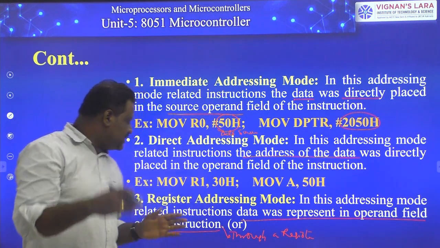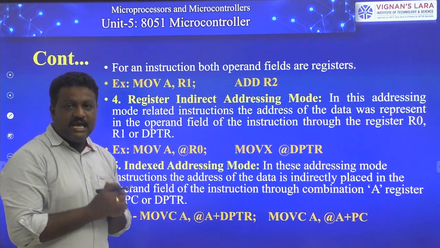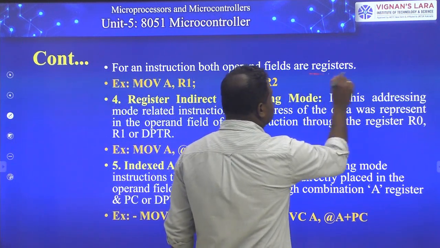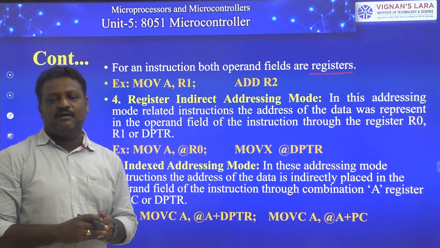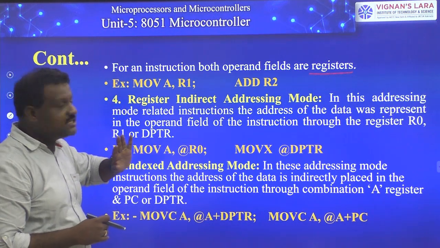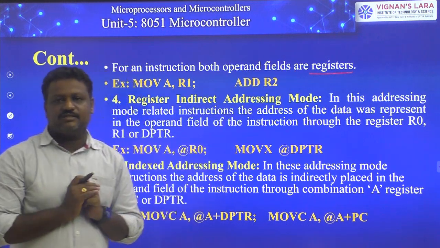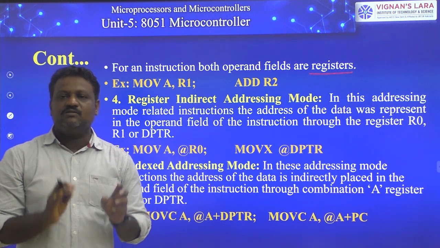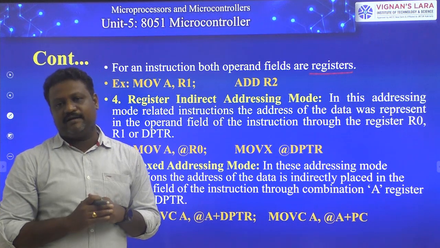I can also say it in another way about this register direct addressing mode or register addressing mode. If an instruction has both operand fields as registers, no doubt that instruction comes under our register addressing mode. So the second statement for register addressing mode: for an instruction, both the operand fields are registers. That means source and destination operand fields are both registers. No doubt that instruction comes under register addressing mode or register direct addressing mode.